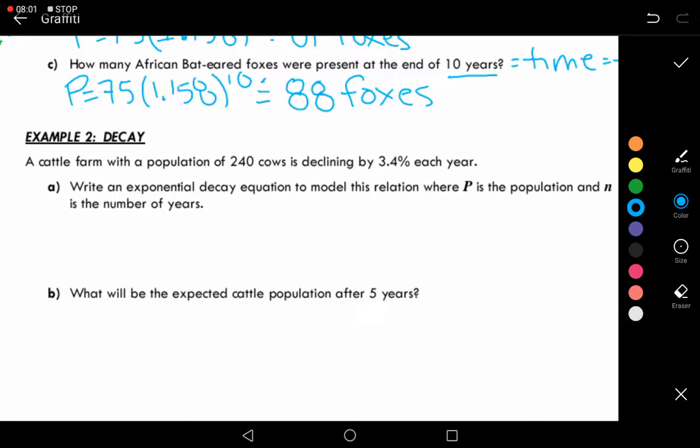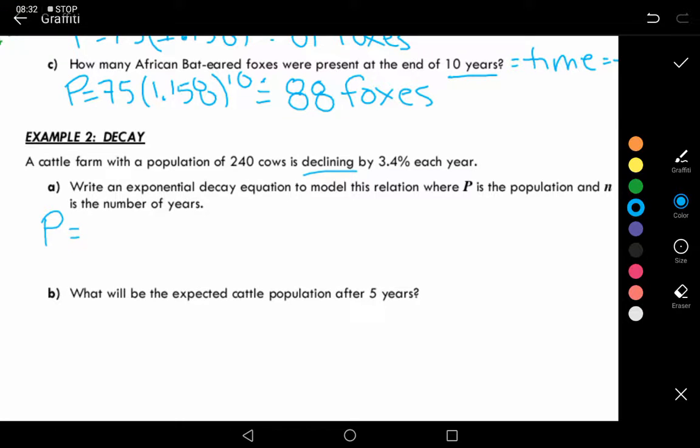So it says a cattle farm with a population of 240 cows is declining by 3.4% each year. So again, keyword there, declining, right? So we know this is going to be a decay. Write an exponential decay equation to model this relation where P is the population and N is the number of years. So again, we go off of that original equation of P equals I times B to the power of T. So it still wants us to have P represent population.